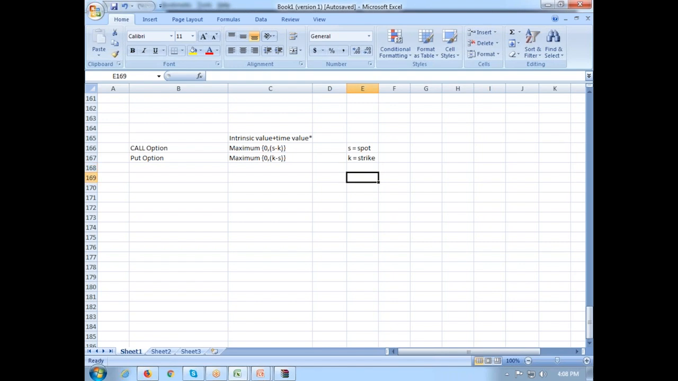And what is the time value? Anything above intrinsic. So इसको define कैसे करेंगे? That's the definition. Anything above intrinsic is time value. ठीक है? Anything above intrinsic is time value.